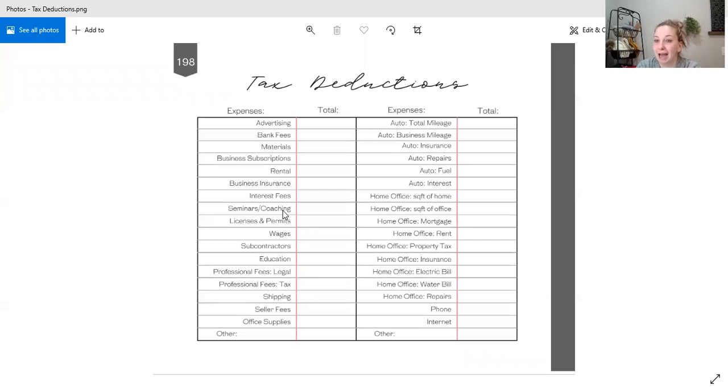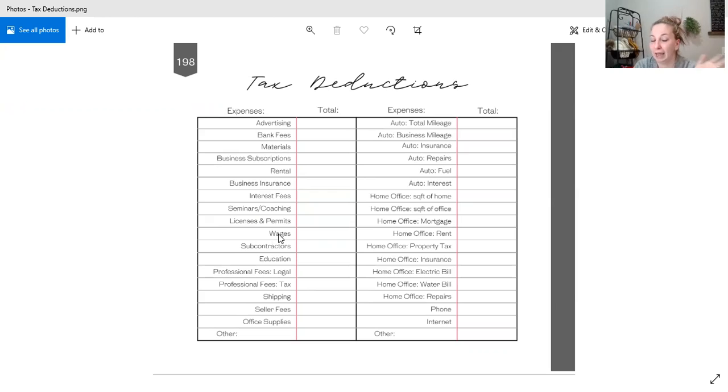Seminars and coaching, that is tied directly to your business, to help you in the trade that you're already in. It can't be furthering your education like a college degree, but it can be an online course or a workshop or a seminar or a conference that helps you develop skills for the business that you're already operating in. Okay, license and permits, again, pretty straightforward.